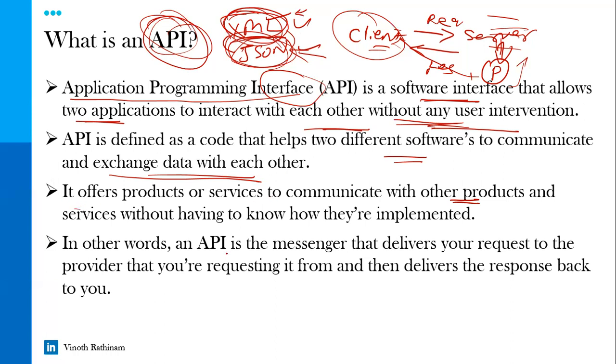Yes. So in simple terms, if you see, it is all about two applications. What are the two applications? It is client and server. You are sending something that is called a request, and getting what? A response. Some technical terminology, you should never forget it. And in other words, API is a messenger that delivers your request to the provider you are requesting from, and delivers the response back to you. There are all different types of definitions.